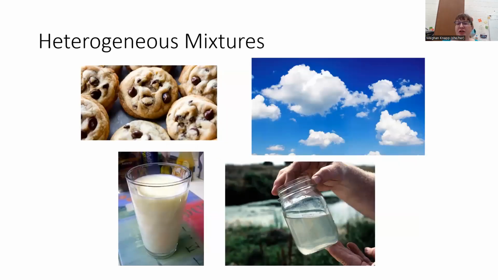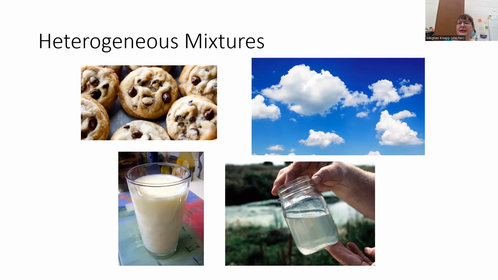Heterogeneous mixtures, on the other hand, tend not to be see-through. So sometimes I call them chunky. If you look at a chocolate chip cookie, it's really clear that I have some spots where there's chocolate and I have some spots where there's no chocolate. So different parts are going to look different. But when we're talking chemically, generally we're talking about things on a much smaller scale than a chocolate chip cookie.